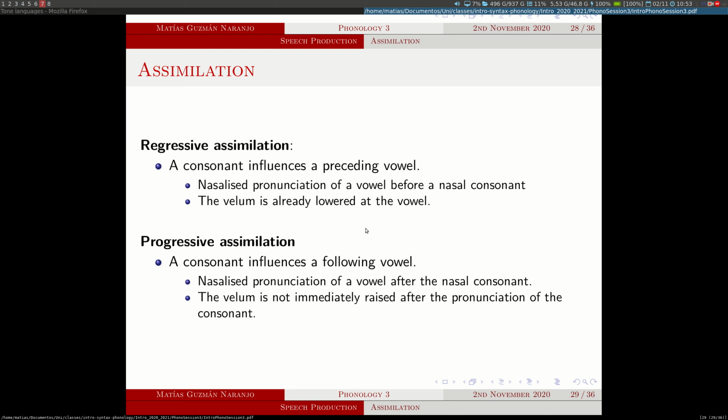Progressive assimilation is the opposite. A consonant or a sound influences the following sound. So a consonant can influence a vowel. A nasalized pronunciation can be, for example, that you start with a nasal and the velum keeps on being lowered. It doesn't raise immediately, so there is some nasalization of the following vowel.